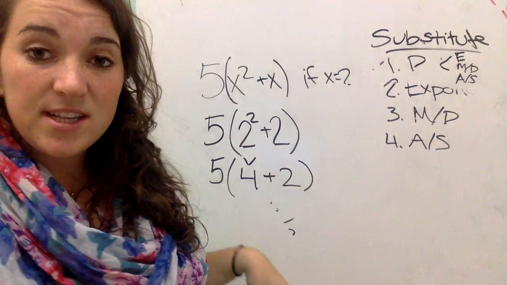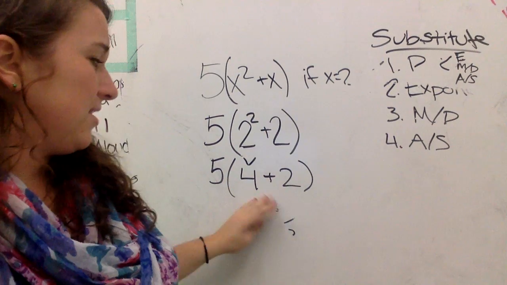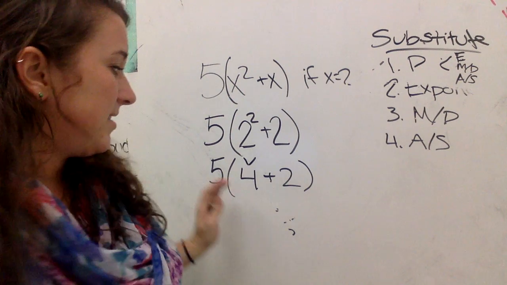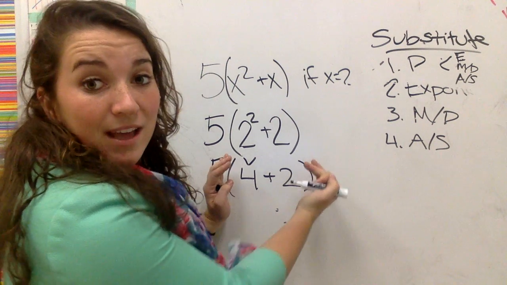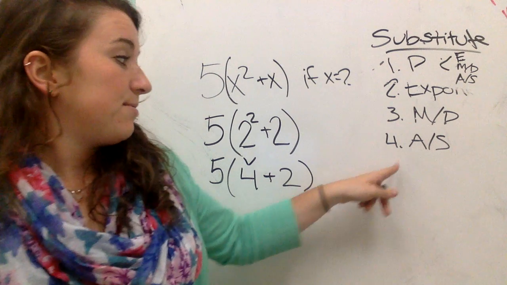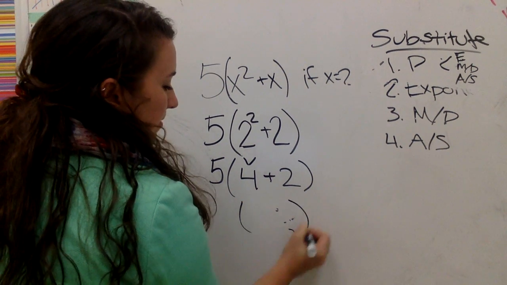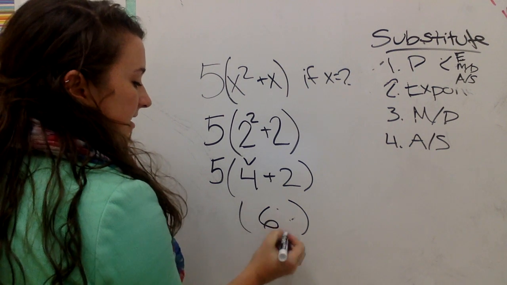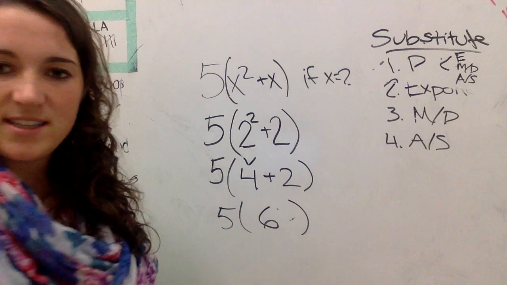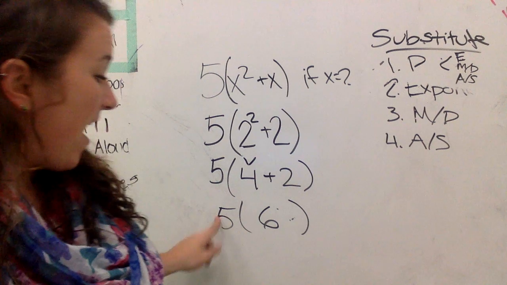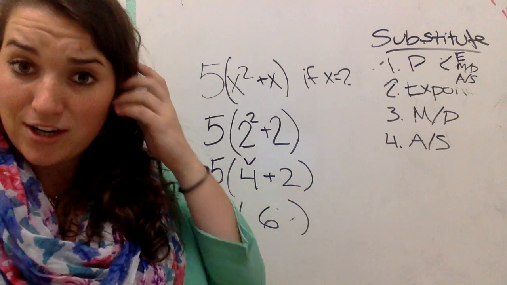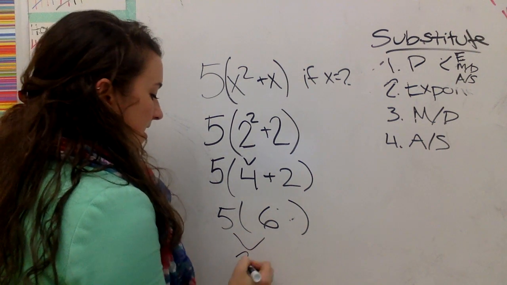Now that I've done exponents, I can go down to multiplication and division. I don't see any inside the parentheses. We're just looking in here, remember? And so then I go to addition and subtraction, and I'll add those two together. So then, rewrite my parentheses. This will become 6. Outside the parentheses, I have a 5. So 5 times 6 is 30, and that will be my final answer.